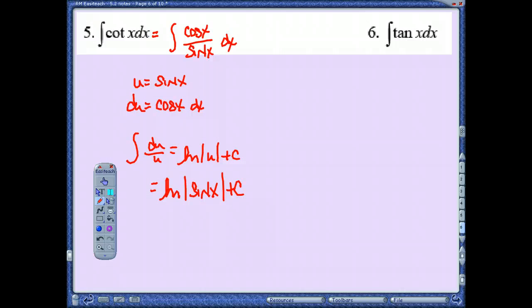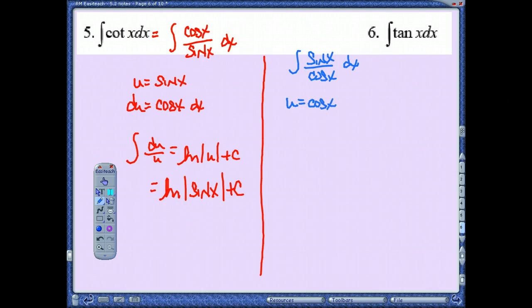Super, super pretty. Okay. Now let's look at number 6, because number 6 is very, very similar. Because tangent is sine over cosine, so it can't be much different. Let's check it out. Looks like u is going to be cosine of x. Okay, the bottom, we did the bottom over here.